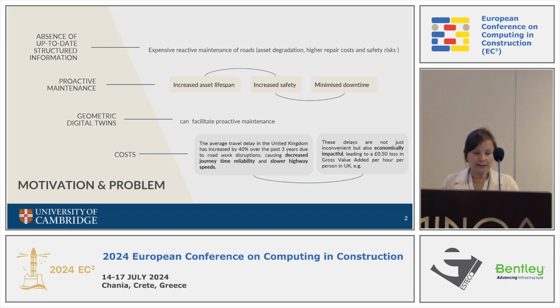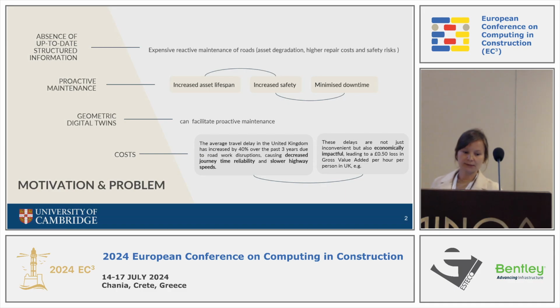And unfortunately, in the situation when we don't have up-to-date information on our assets, achieving proactive maintenance is quite challenging. And one of the ways, as we see it, to achieve it is to use geometric digital twins, which we talk about later on. And just let me give you an example of why this situation is important.